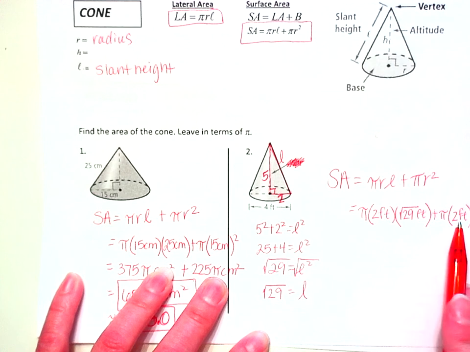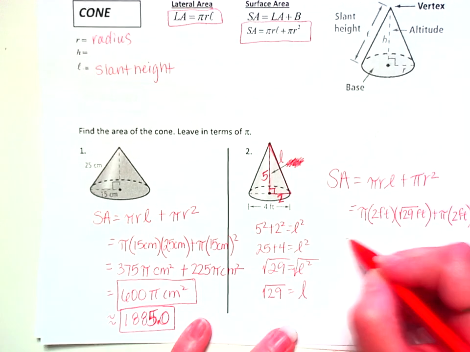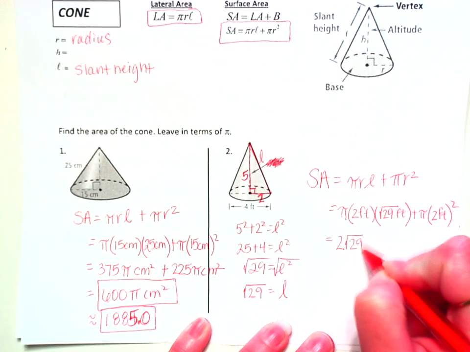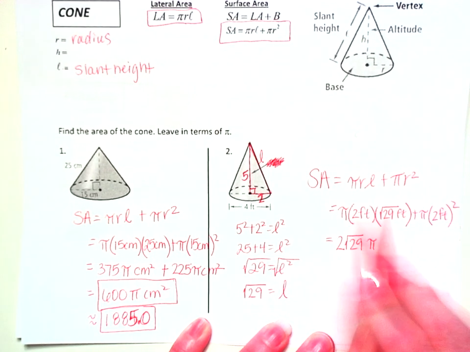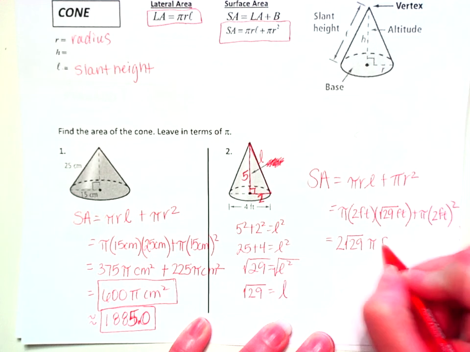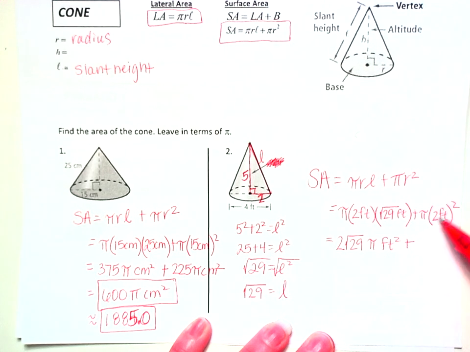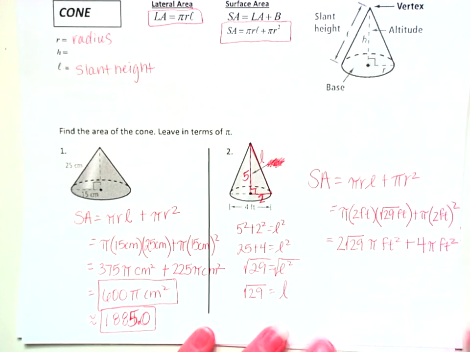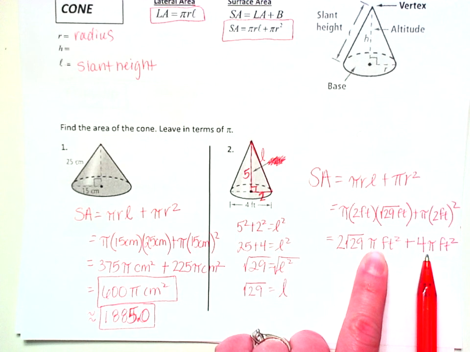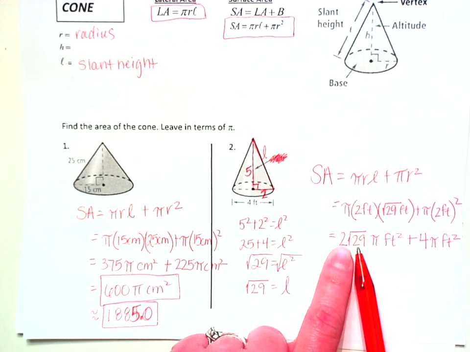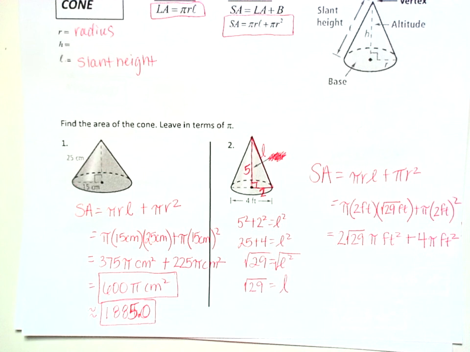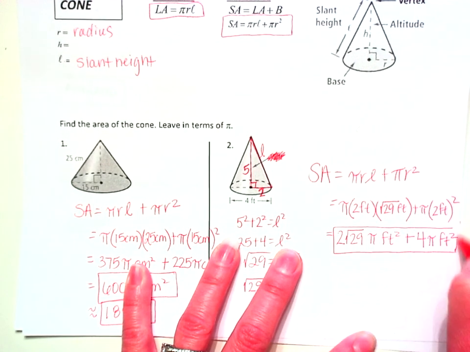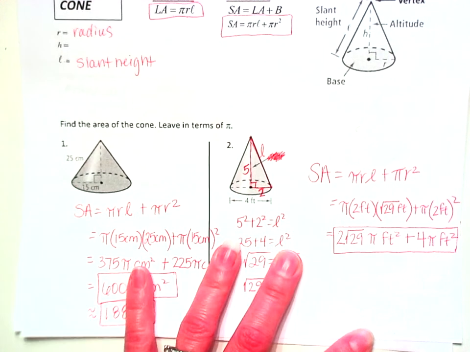Then radius, I just plugged in 2 again, because our radius is 2. There's really nothing we can do here. I'm just going to rearrange it. So I'm going to write 2 square root 29 pi. And then my units are feet times feet, so feet squared. Plus, over here, 2 squared is 4. I'll put pi next to it, and then feet squared. Now, both of these have pi, but I still can't add them together because this one has a square root 29 and this one does not. So they are not like terms. They don't have the same square roots. So this is as simplified as you can get. This is your final answer if we're going to leave our answer in terms of pi.